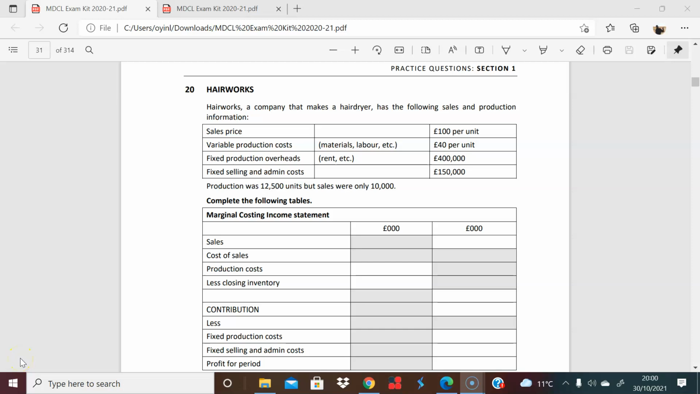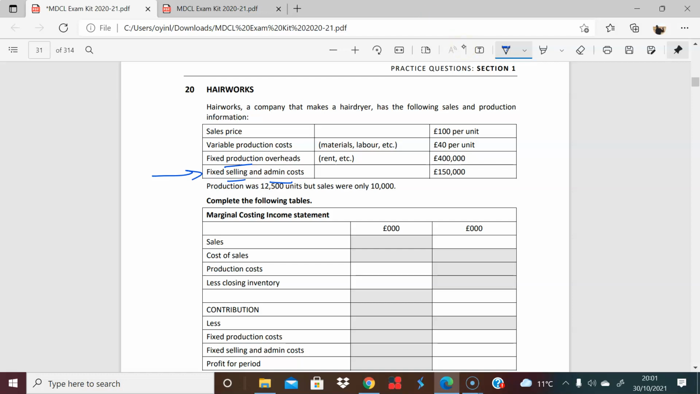Right, so question 20, Hair Works. It's quite similar to the others, but with a slightly different layout. What's interesting here, which is why I think it's a good question, is that they bring in this business with the fixed selling and admin. So there's a temptation to want to absorb this as well, but we're only interested in production costs. Okay, so let's work this.